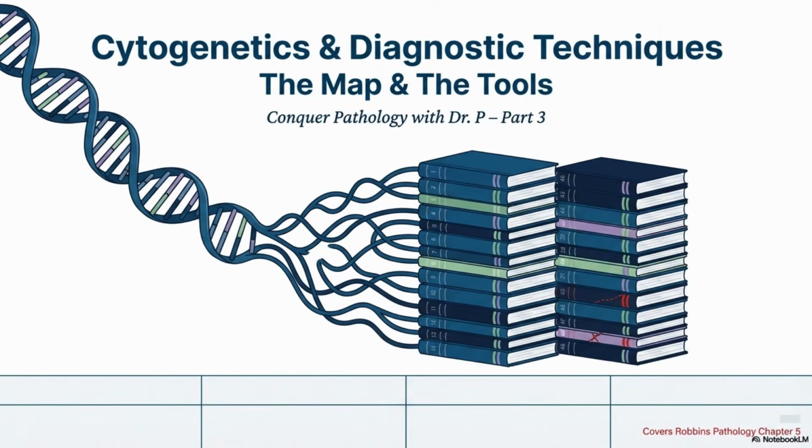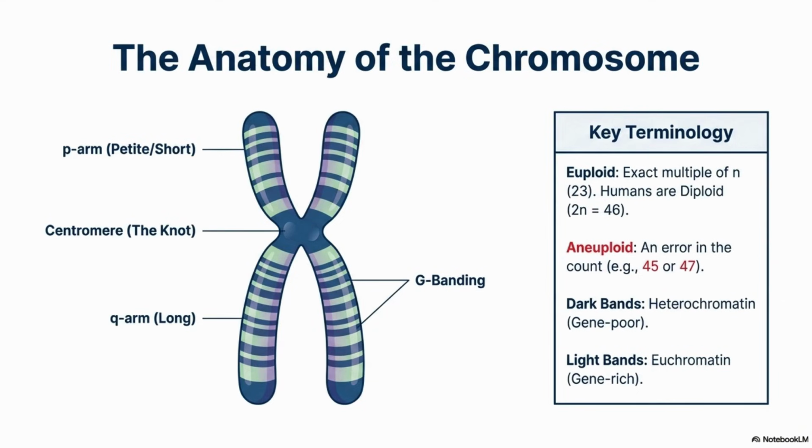This is cytogenetics, the study of chromosomes. And we are going to cover the diagnostic tools you will use in real life to find these errors. Karyotyping, FISH, PCR. By the end of this segment, you will know exactly which test to order and why. Let's open the library. Chromosomal basics. First, some definitions for your Viva.